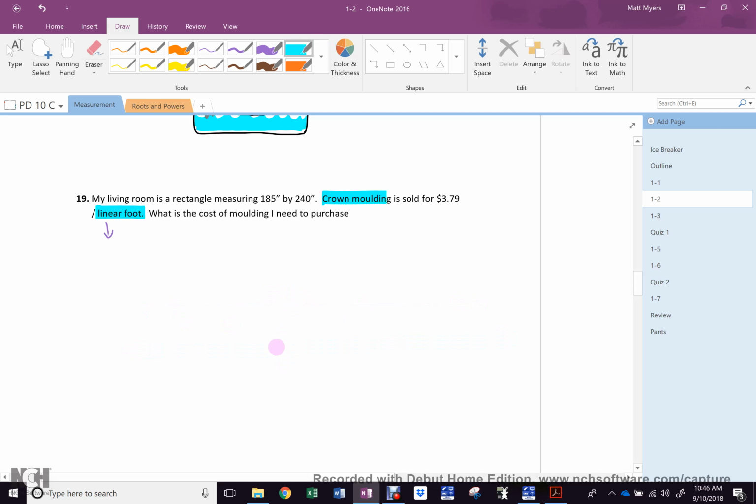We use linear measurement all the time, right? How tall are you? I'm 5'7.5". That's a linear measurement because it goes straight from the floor to the top of my head. Straight line, right? So, the living room is a rectangle that's 185 by 240. So if I want to put crown molding around the whole ceiling, what do I have to do with both those numbers?